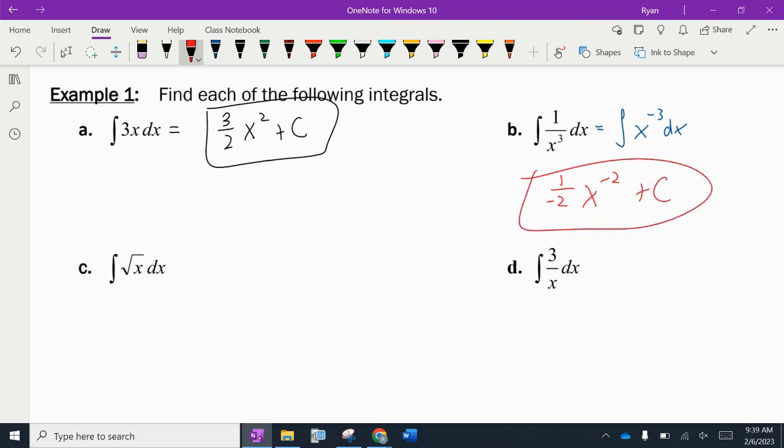Ask yourself, if I took the derivative of this, does it get us back to x to the negative 3? The derivative of the c is just 0. The derivative of this, negative 2 times negative 1/2, that's positive 1, which is what we had up here. Reduce the exponent by 1, there's the negative 3.